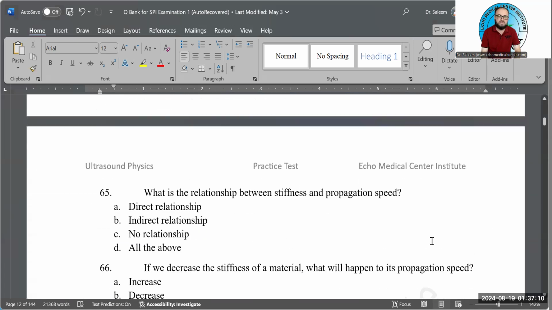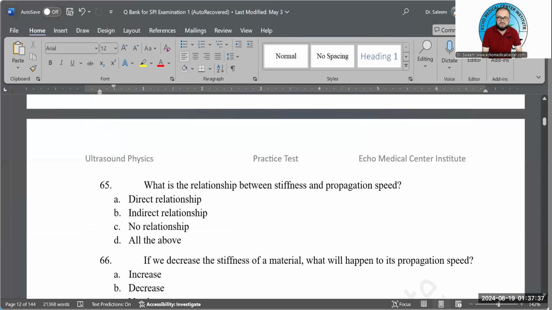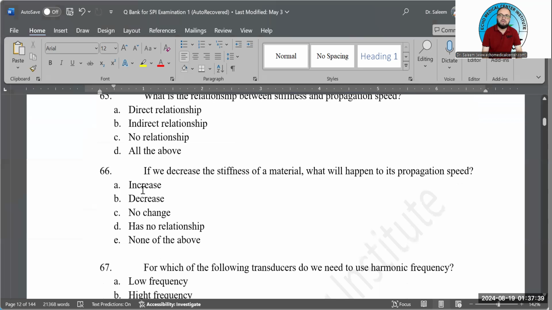Okay. So this question is, what is the relationship between the stiffness and propagation speed of the sound? It is exactly the same question as earlier. So what do you think, which one will be the correct answer? Now you have the formula that propagation speed is equal to stiffness divided by density. Exactly, direct relationship, because stiffness is above the denominator, right? Okay, now let's see the next question.